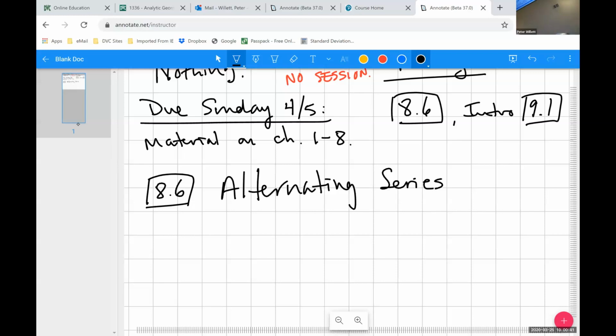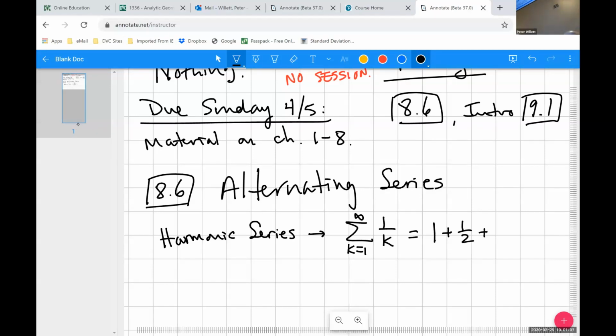the harmonic series. So again, let's remind ourselves, the harmonic series is this crucial series, which is the series as k goes from 1 to infinity of 1 over k, or 1 plus 1/2 plus 1/3, etc. And so reminder, we even have a theorem of this. This series diverges.